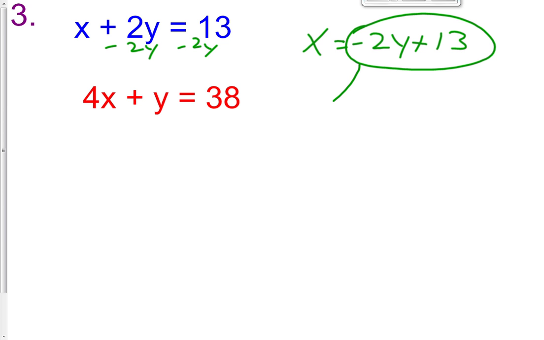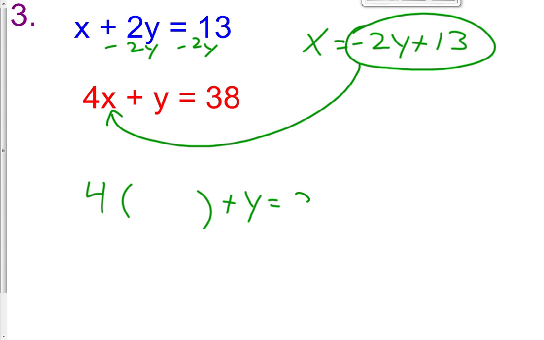This you're going to put in for this x. That's what x equals. So it's 4 times x plus y equals 38 into this equation. And now we're not going to say 4x anymore. We're going to say 4 times what x equals. X equals -2y plus 13. Okay? Hopefully all of you got that when you did this on your own.